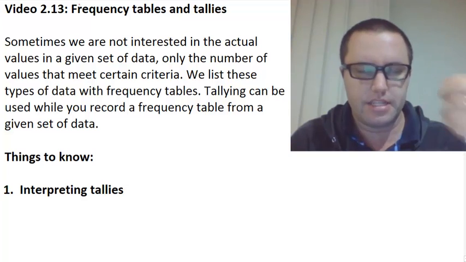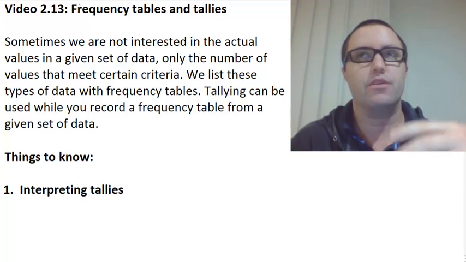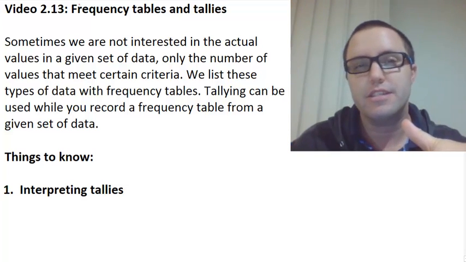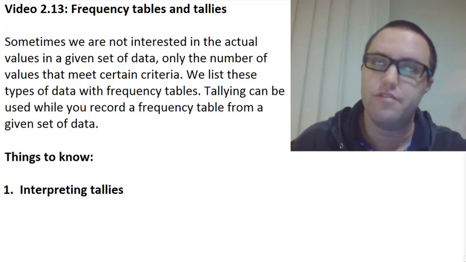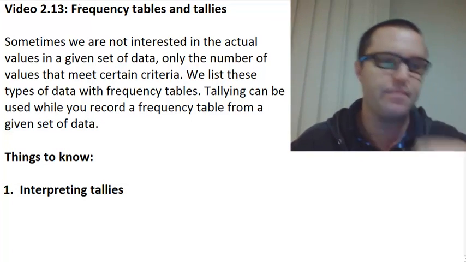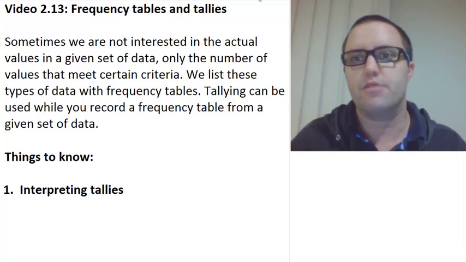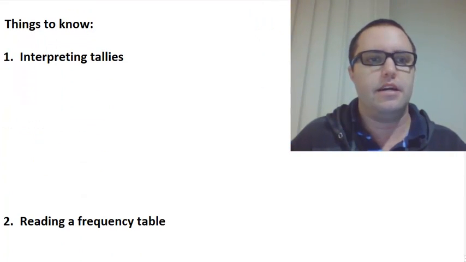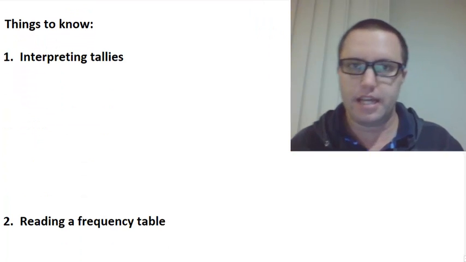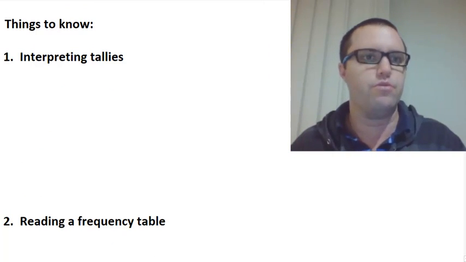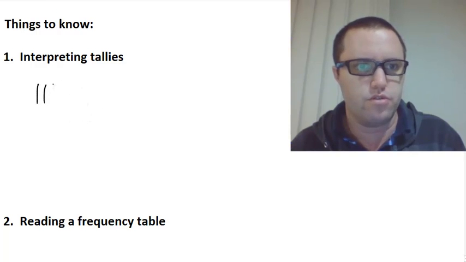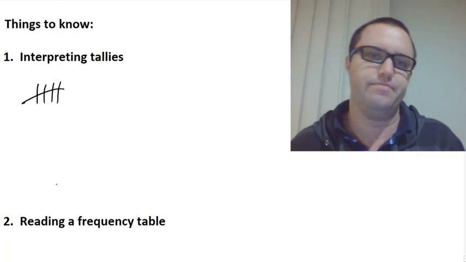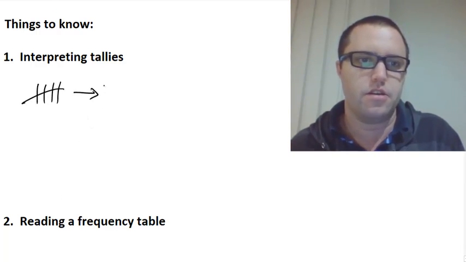We may use tallying to do that, especially when we are recording a data set into a frequency table. Tallying often helps us keep track of how many fit into a particular category. So a couple of different things we're going to quickly look at is interpreting tallies. Tallying is when we count things: 1, 2, 3, 4, 5. So this corresponds to 5.